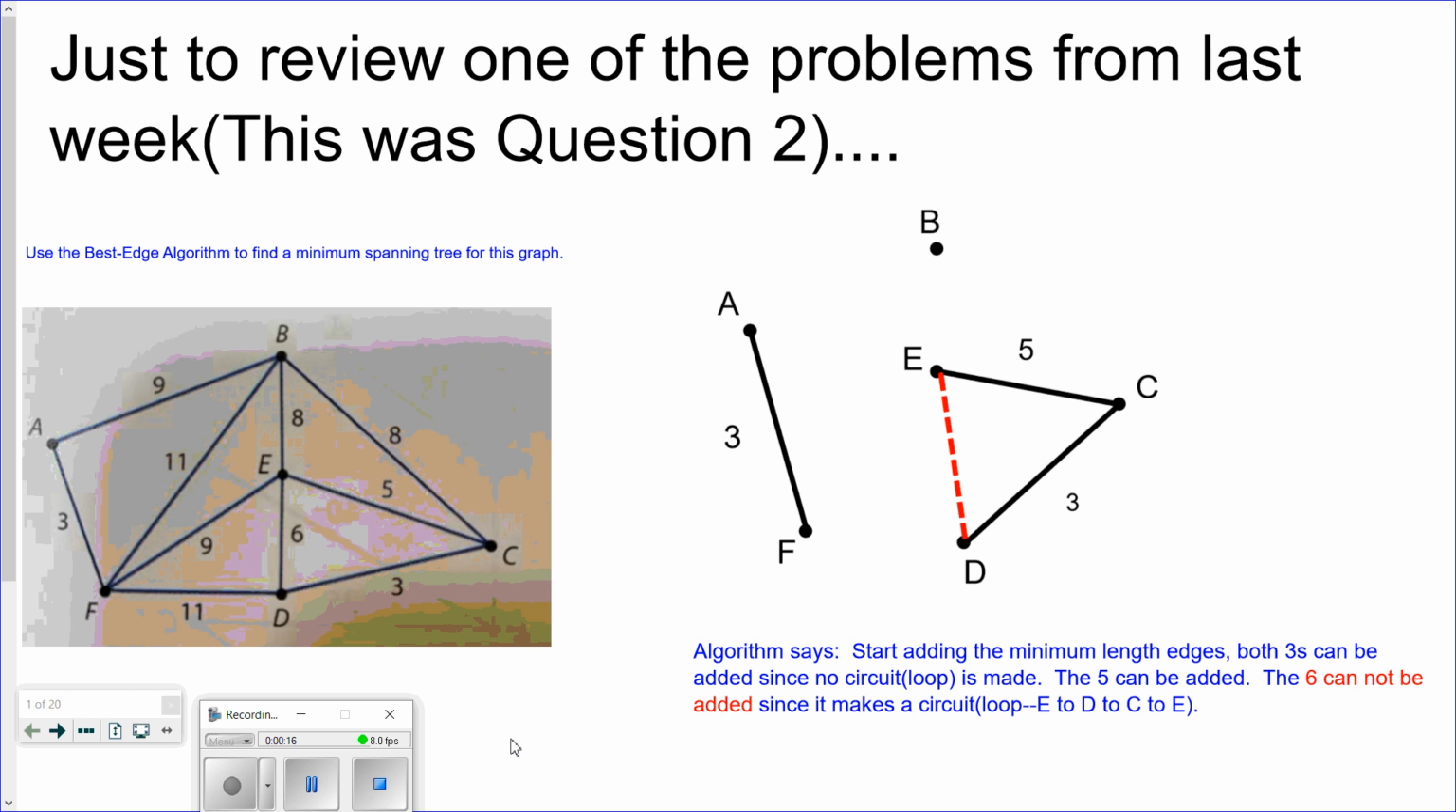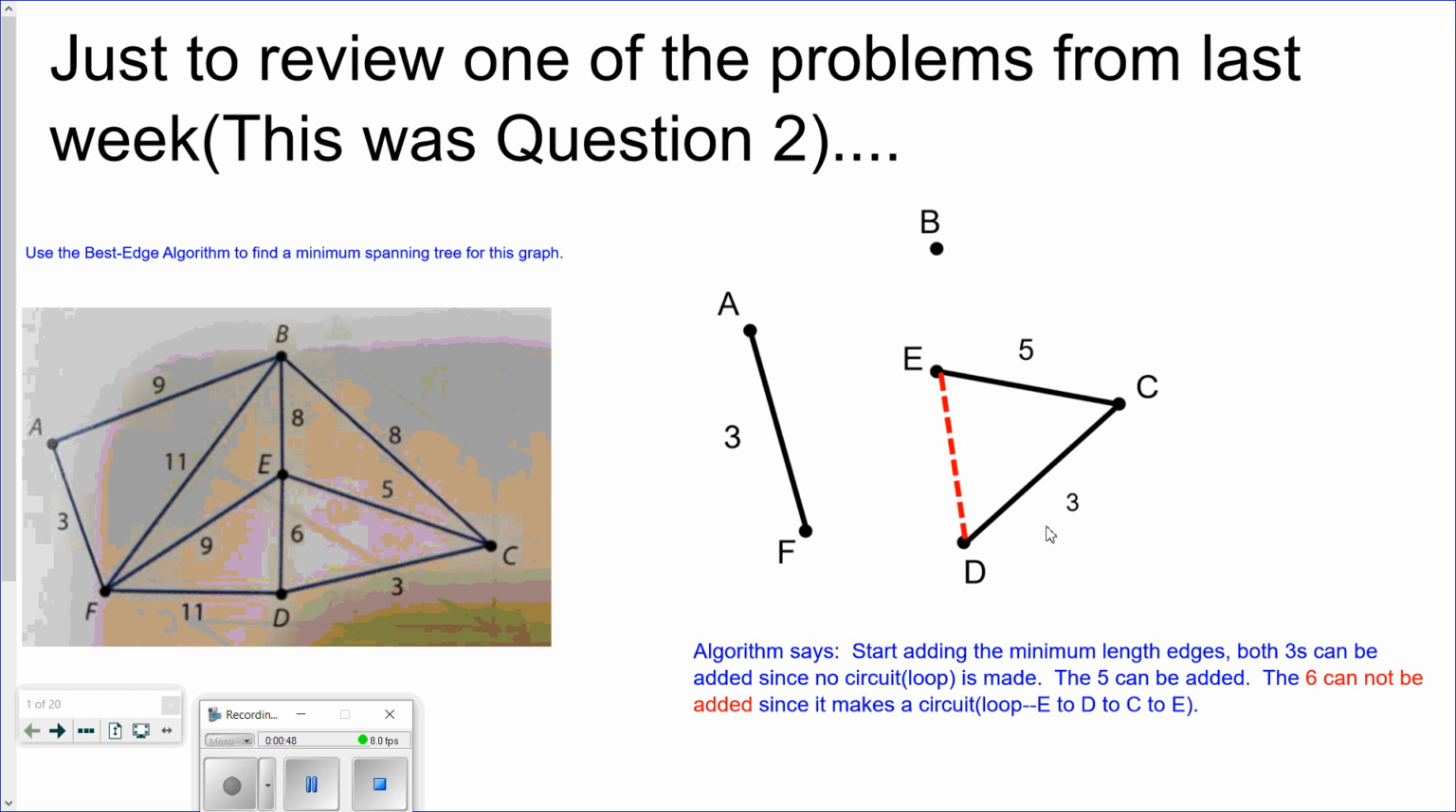If you read the week 4 plan, what I'd like to do is review one of the problems from last week's assignment. This one is question 2, and then do a little introduction to a new type of circuit called a Hamilton circuit. So on the left here was the vertex edge graph from question 2, and the directions we were supposed to do were to use the best edge algorithm to find a minimum spanning tree for the graph.